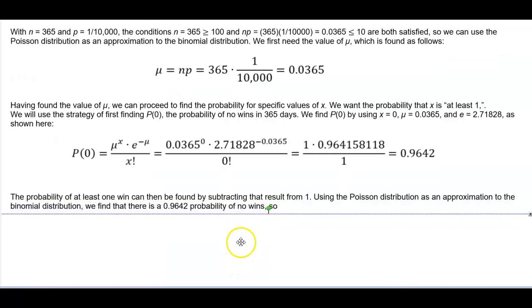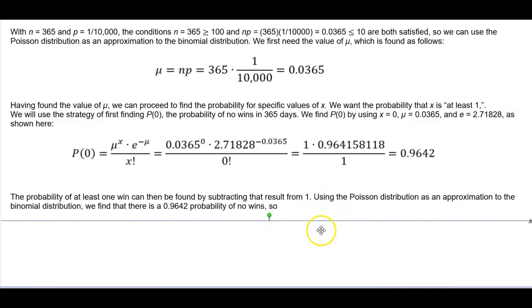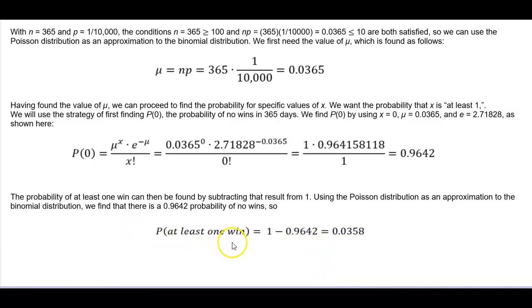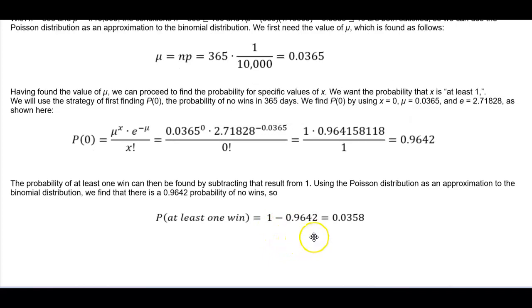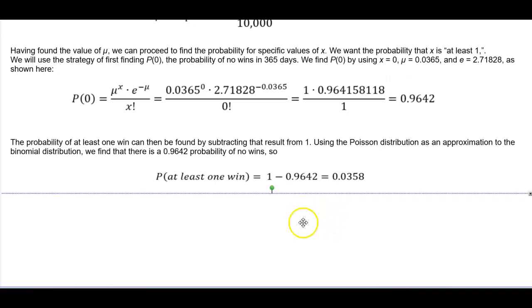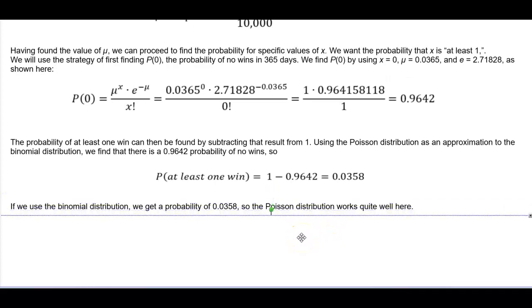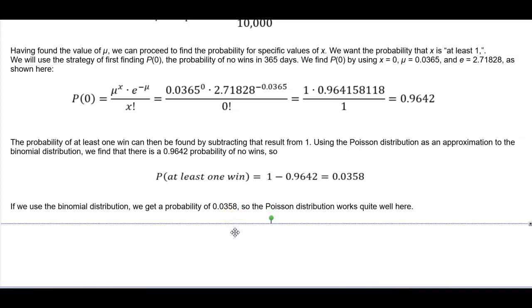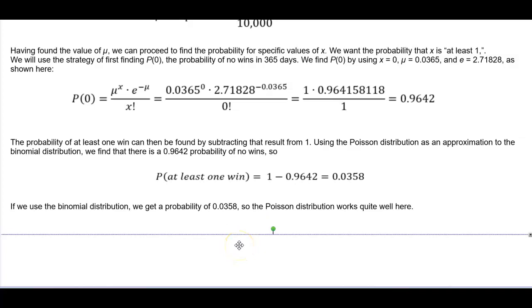So the probability of at least one win can then be found by subtracting that result from 1. Using the Poisson distribution as an approximation to the binomial distribution, we find that there is a 0.9642 probability of no wins. So the probability of at least one win is equal to 1 minus 0.9642, which gives us 0.0358. Now, if we use the binomial distribution, then we get a probability of 0.0358. So the Poisson distribution works quite well here.